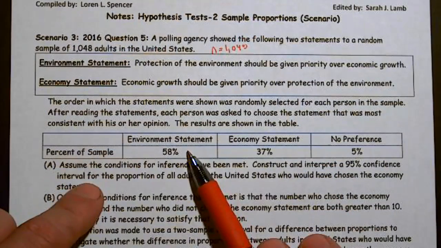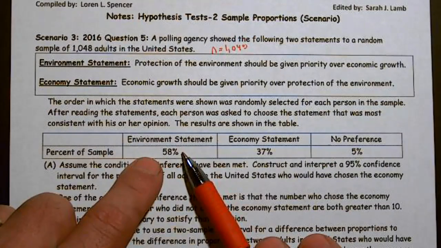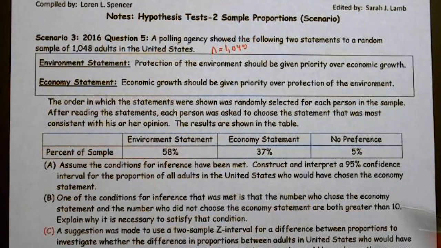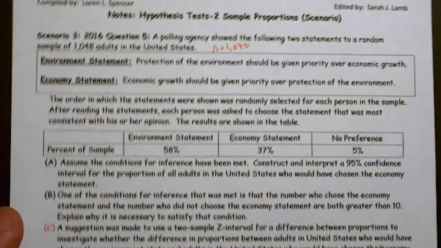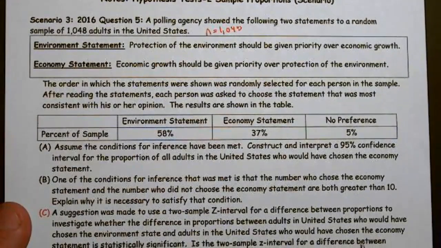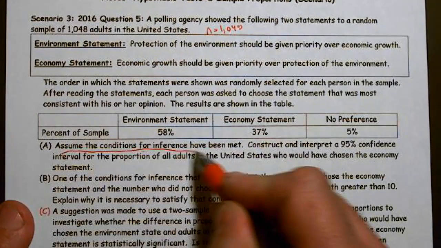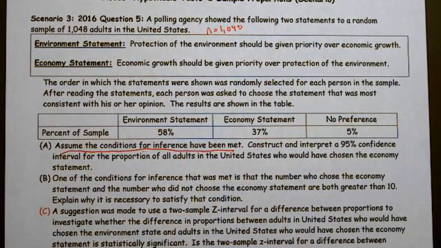All right, so we have I prefer the environment statement, 58%. The economy statement, 37%, and 5% said no preference. Assume the conditions for inferences have been met. If you see that, that means you do not have to redo the conditions. You don't have to worry about them. And it says construct and interpret a 95% confidence interval for the proportion of all adults in the US who would have chosen the economy statement.